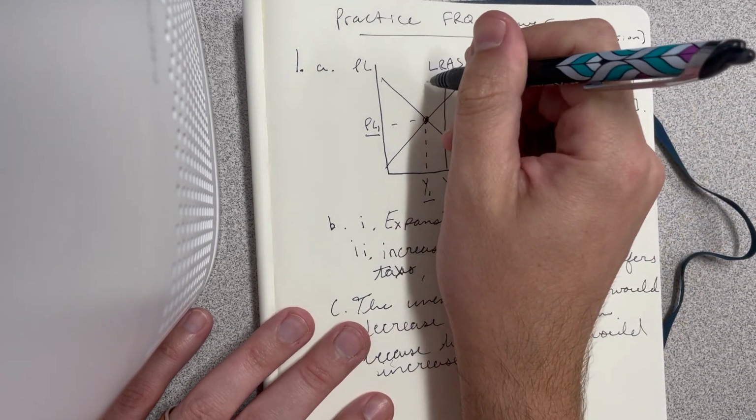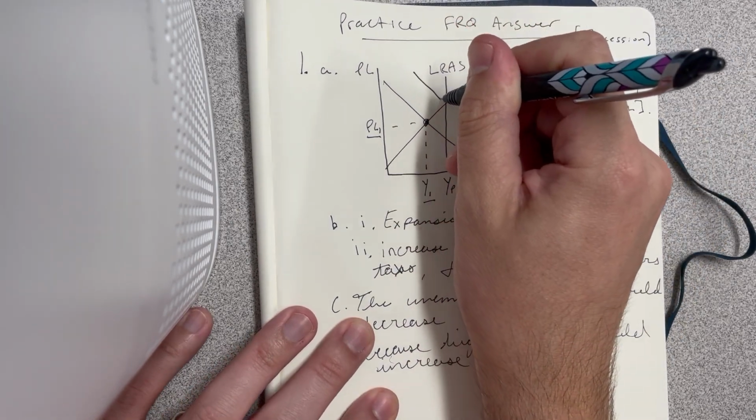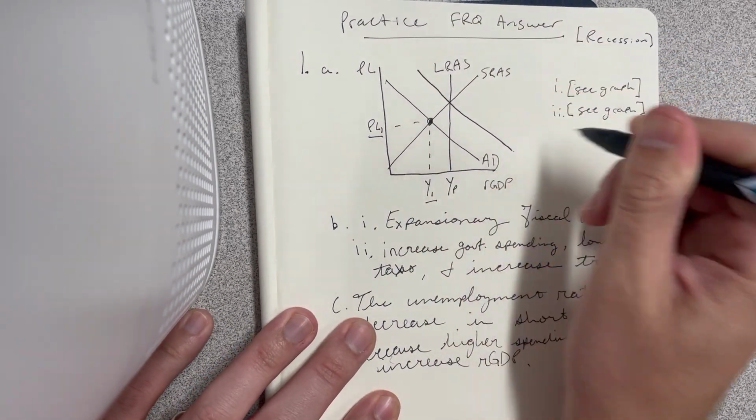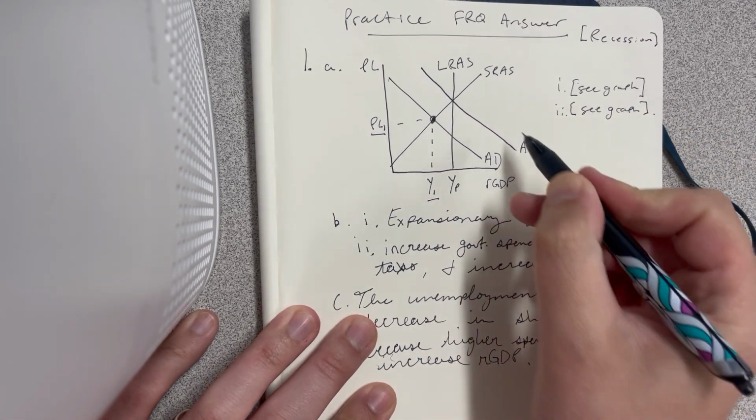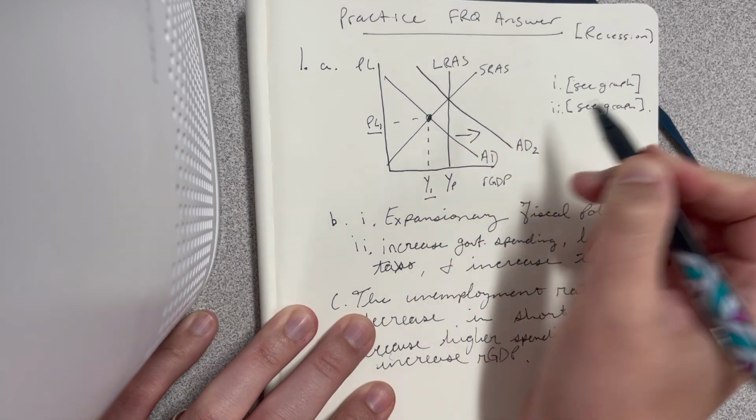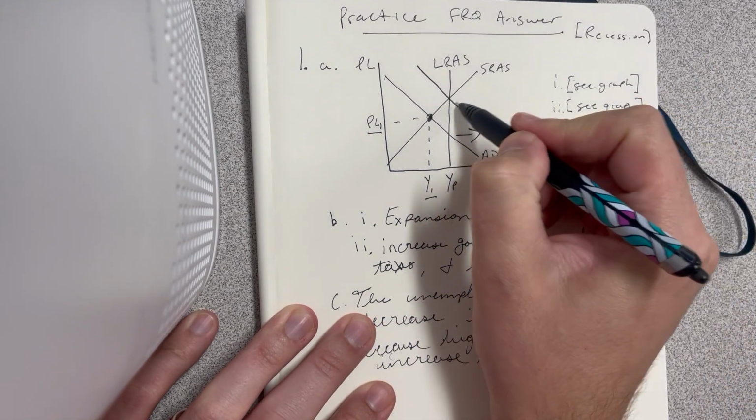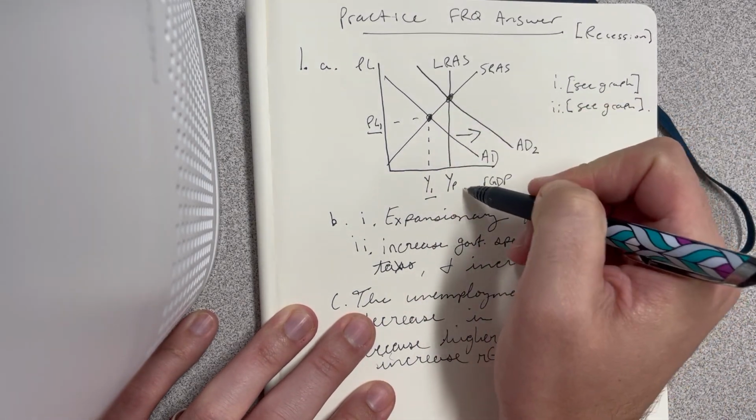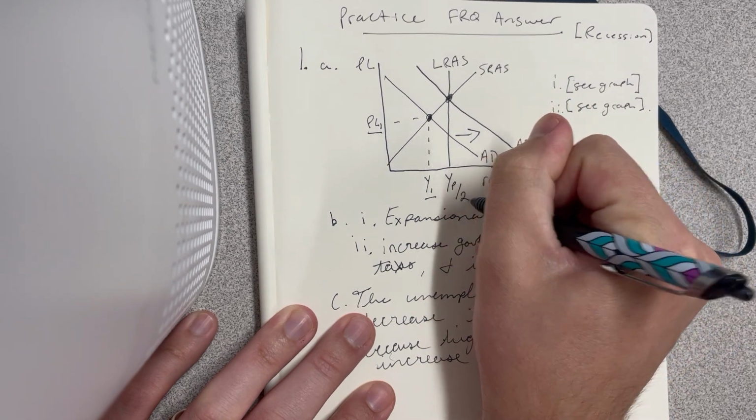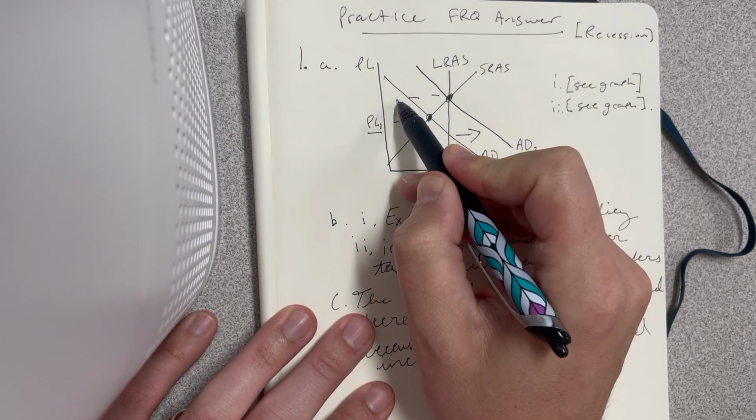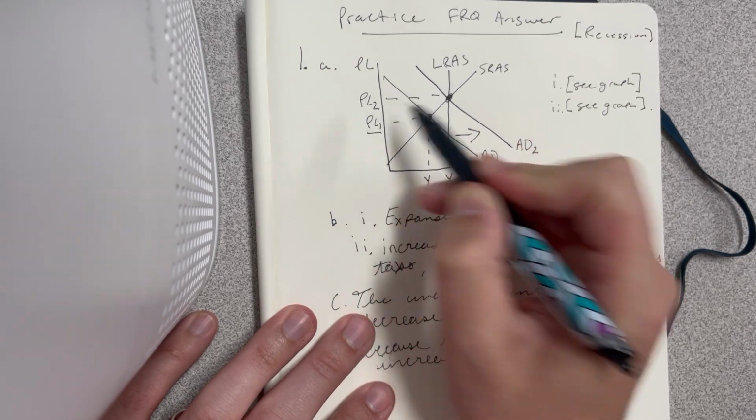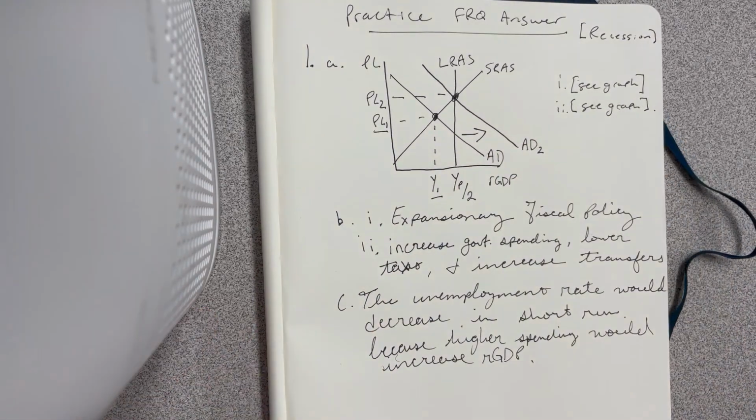But as long as you're showing a shift to the right, because I like everything to match up here, we'll go ahead and close the recessionary gap. We have a new aggregate demand curve shifting to the right, thus a new short-run equilibrium point. That's the potential output and also the second level of real GDP. And we have a new price level there.